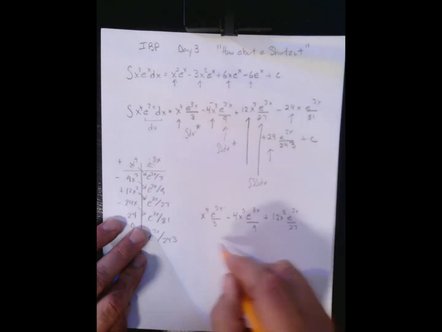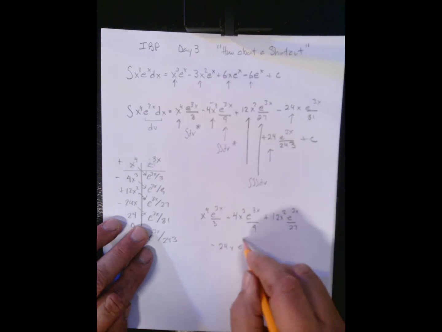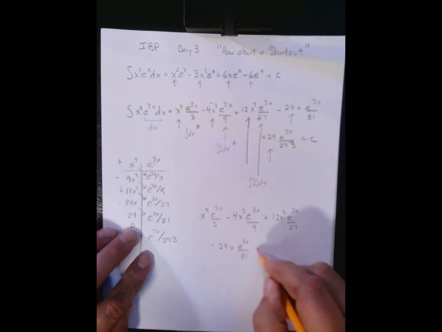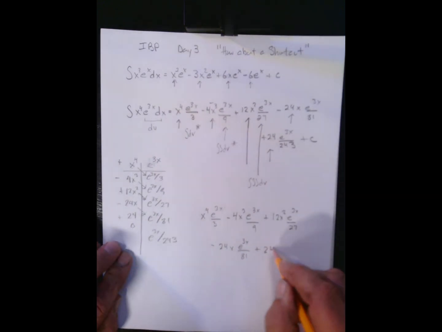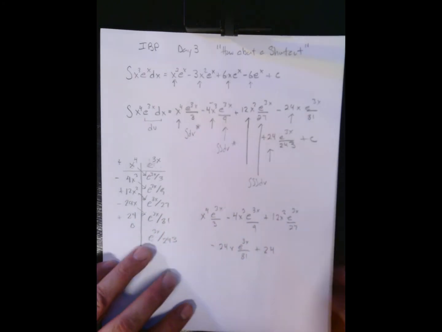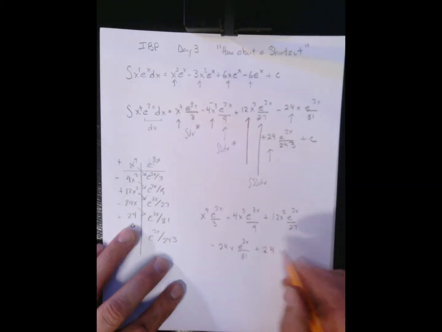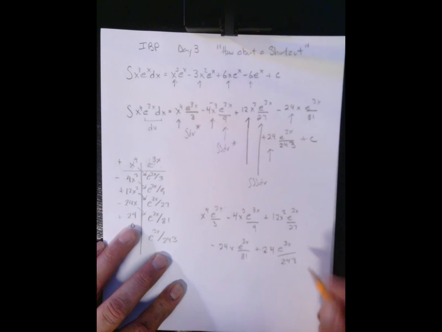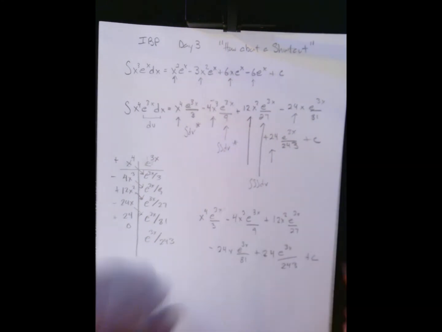And now I'm going to subtract 24x times e to the 3x over 81, and then I'm going to add 24. I'm alternating the signs here. Not that they'll necessarily alternate in the solution, because we could get negative values for integrals and derivatives. Yeah, 24 e to the 3x over 243, and then plus a constant because it is an integral here.